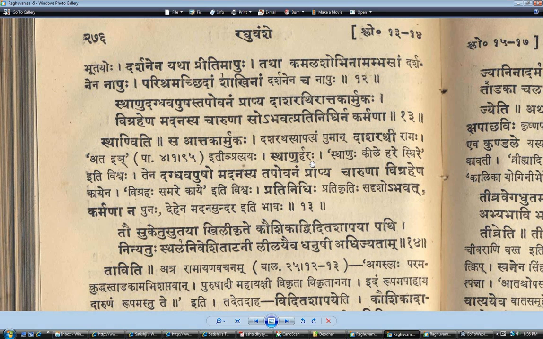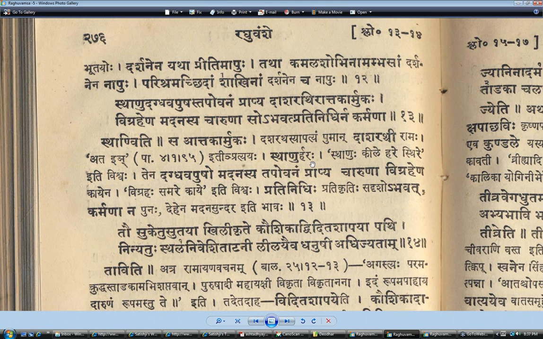Sthanuhu kile hare sthire iti Vishwaha. So Vishwa again is the lexicon. It is telling you that it comes in these three meanings. Kile can be a nail or a stake, or like a spike. And hare is Lord Shiva. And then sthire is anything which is fixed, stationary. Sthanuhu iti Vishwaha. But he is doing a vigraha vakyam for us now.